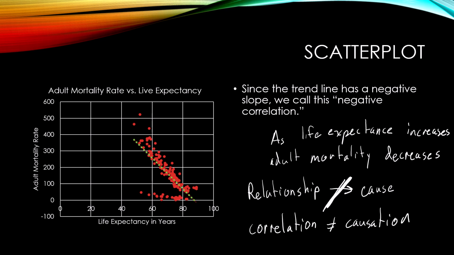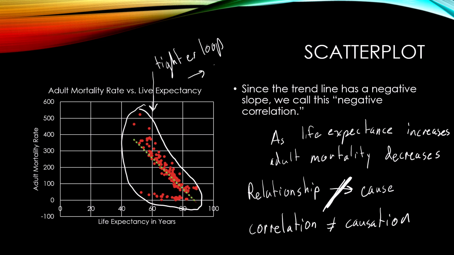And we can see that these are decently correlated because when I draw a circle around it, it looks skinnier. It looks a bit like a 1. And the smaller the circle is, the stronger the correlation. So we'd say a tighter loop means stronger correlation in whatever direction we're going.